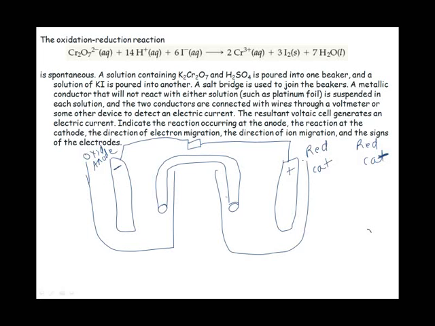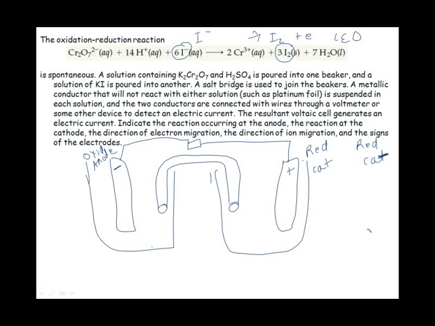Okay, so now we've got to figure out which is going to be where. It's easiest for me to look at what's happening with iodine here. There's also something happening with chromium, but let's just look at the iodine. The iodine goes from I minus to I2. So this side is going to lose electrons, so it is oxidation. Okay, so the oxidation is going to occur here.